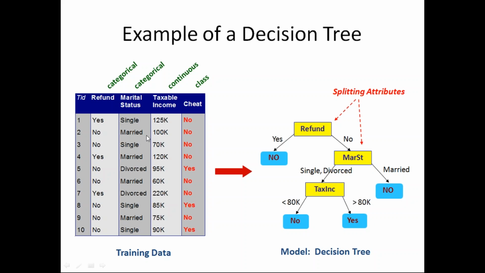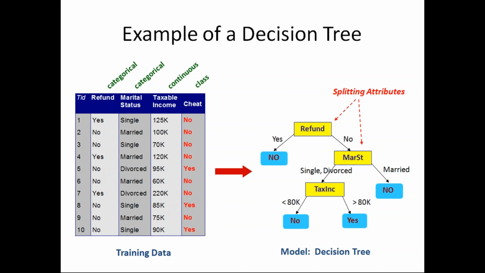This has been made depending upon this table only. If marital status is single or divorced, then we will check for tax. If the tax is greater than 80k, then it is yes. If the tax is less than 80k, then it is no. I mean, depending upon this table, they have made something like this. So basically, on the basis of attributes, you split your data.